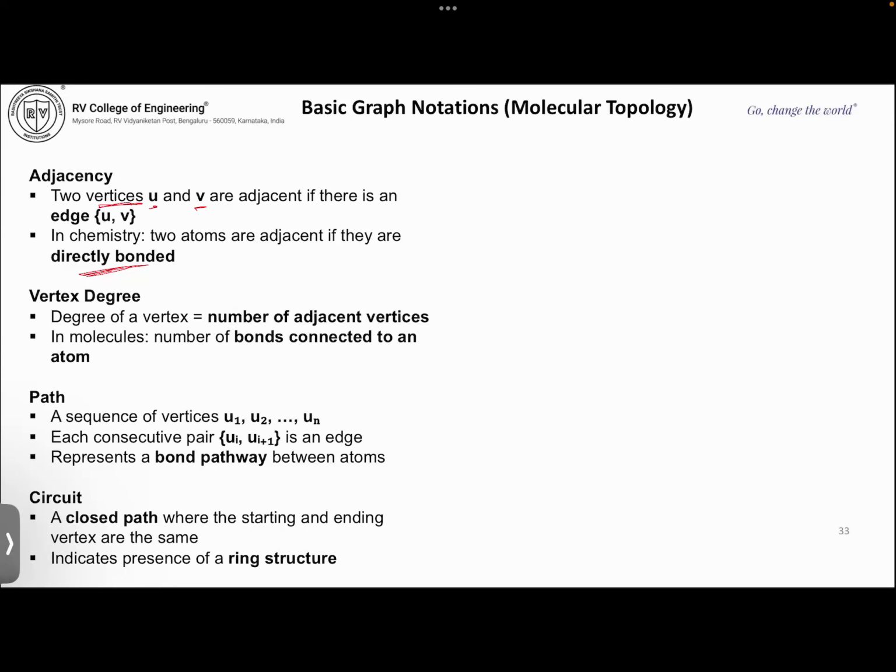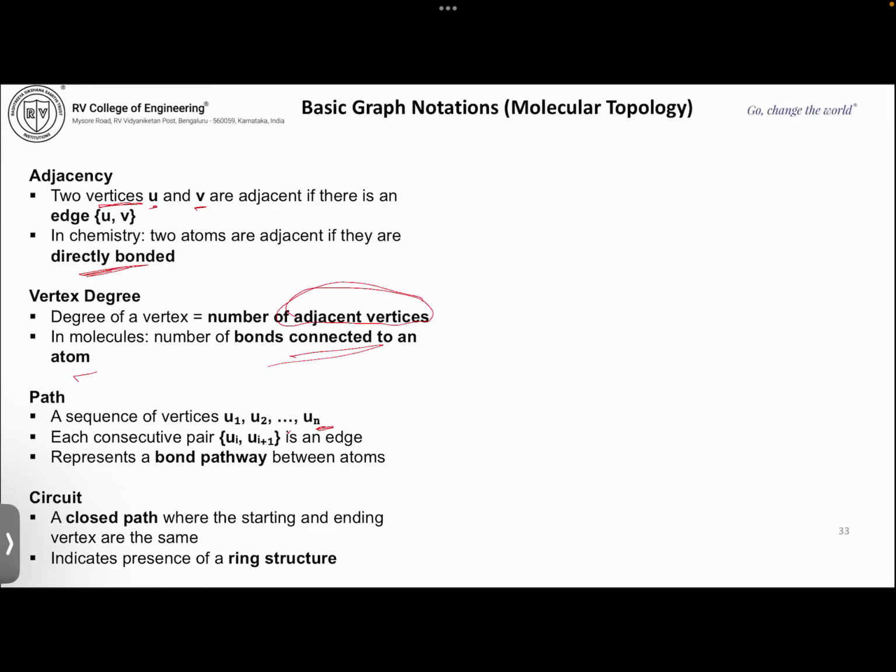Vertex degree: the degree of a vertex is the number of adjacent vertices, excluding hydrogen atoms. If a carbon atom is bonded to two other carbon atoms, then its vertex degree is 2. In molecules, the number of bonds connected to an atom is called the vertex degree. Path: a sequence of vertices U1, U2, and so on up to UN.